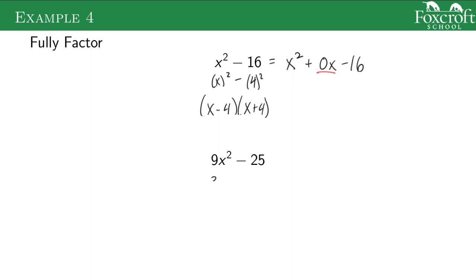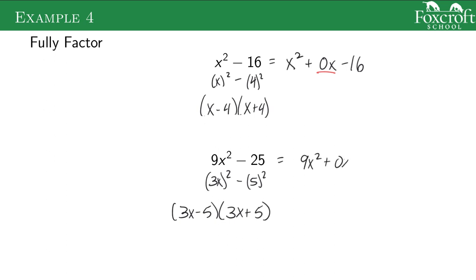9x squared. 9 is 3 times 3, so that's 3 squared. 25 is 5 times 5. So this is 3x minus 5 times 3x plus 5. And again, you could have done this using the splitting method if you added a 0x term. It just means you're adding to 0. It's just a lot longer process. If you recognize it's a difference of squares, it saves you a lot of time.